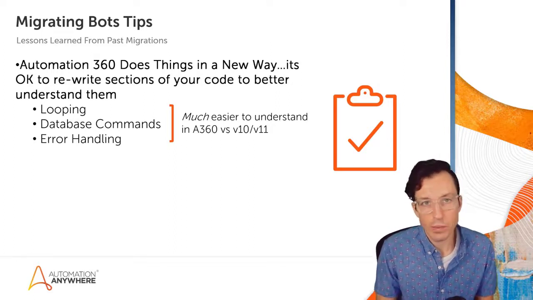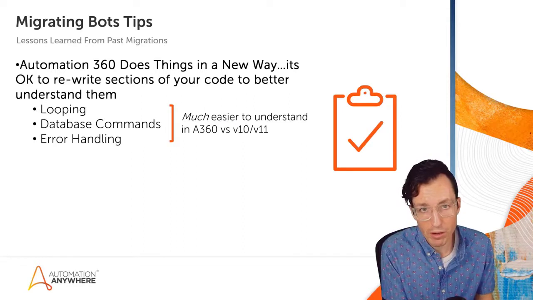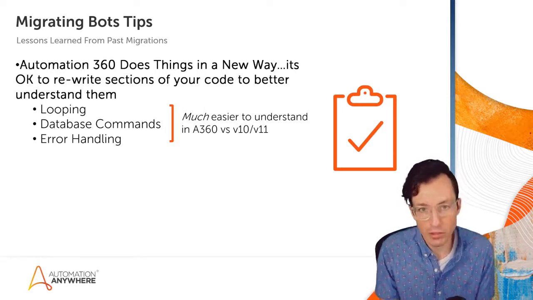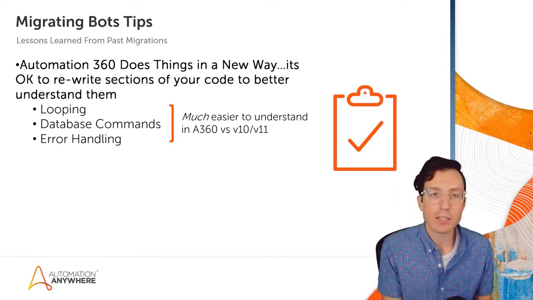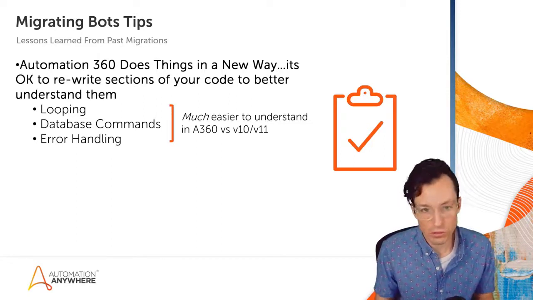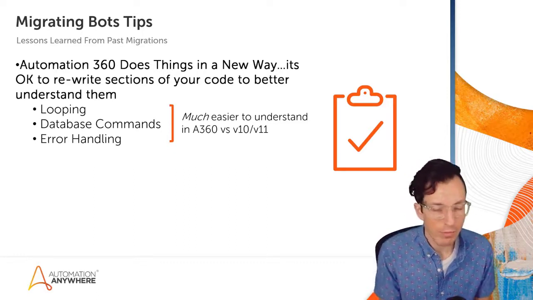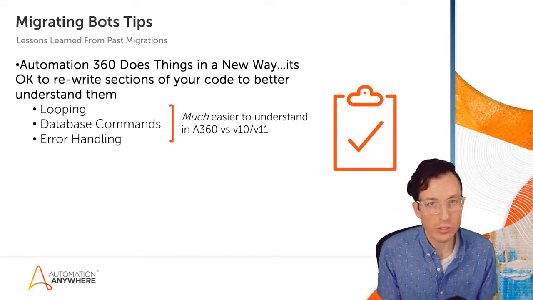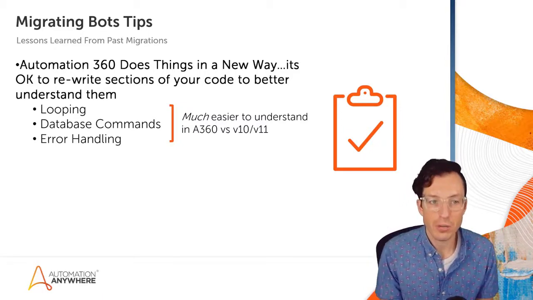That means if you're looping through a list, if you're looping through some of the new data types that are supported by Automation 360, if you're looping through an HTML table, you have this concept now of a record. It makes things way easier to be able to loop through iterative content and be able to make use of it. Database commands have also changed. Again, it's a change for the better. It's a lot easier to use in Automation 360.